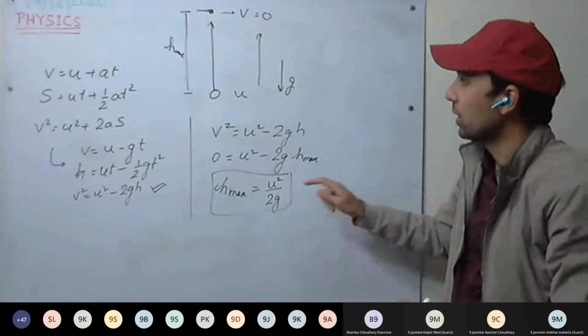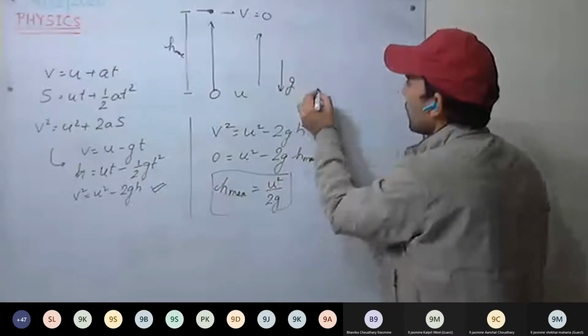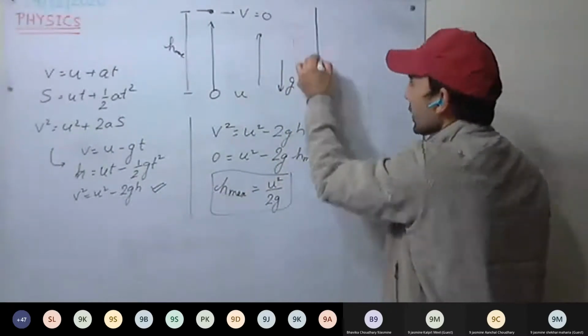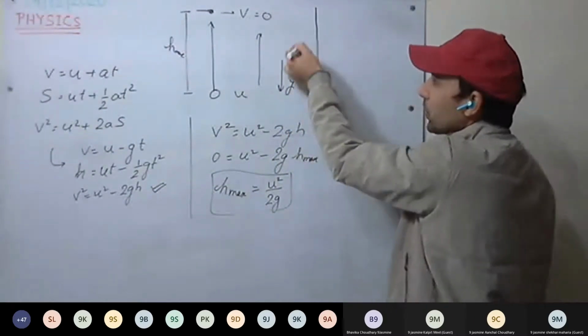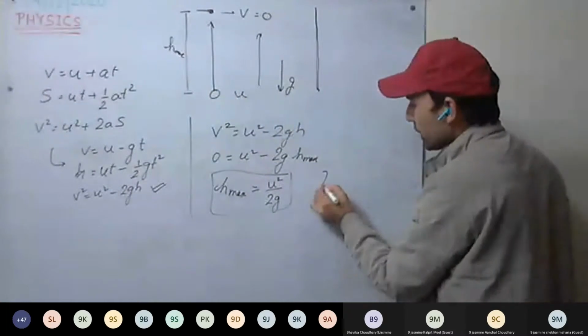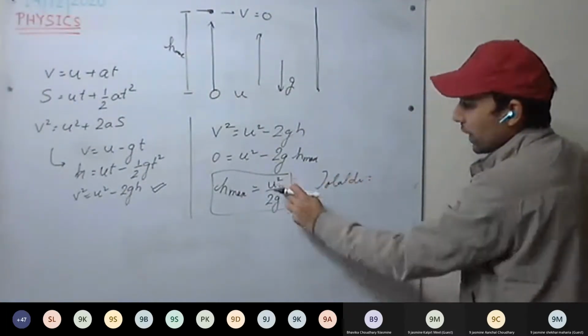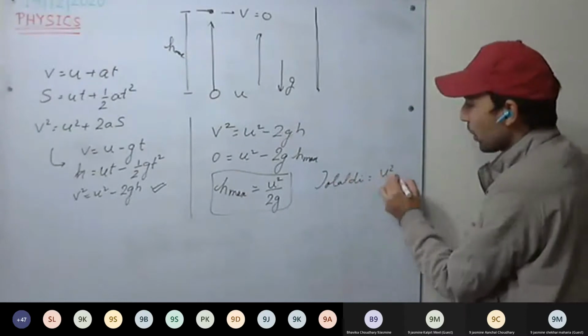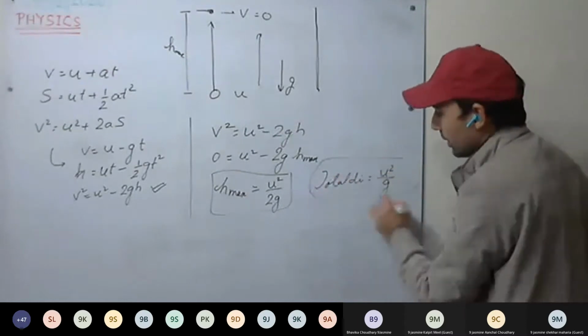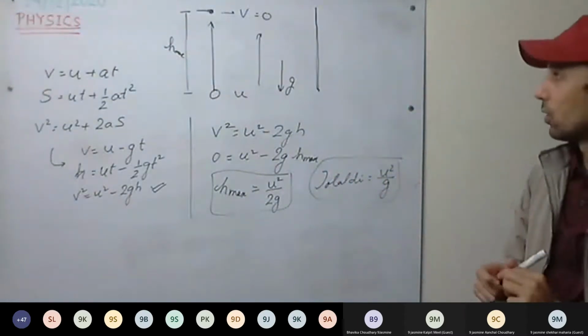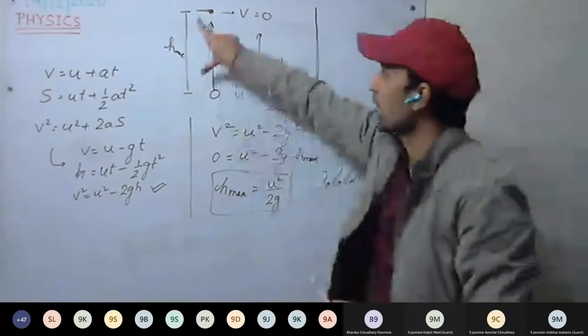Okay, H max is this one. Now total distance is what? From here, moving to the top, then coming back. So it will be twice the H max. So total distance covered by the body will be twice of this, so it will be U square upon G. This is clear? Okay. Now we have to calculate the time taken.